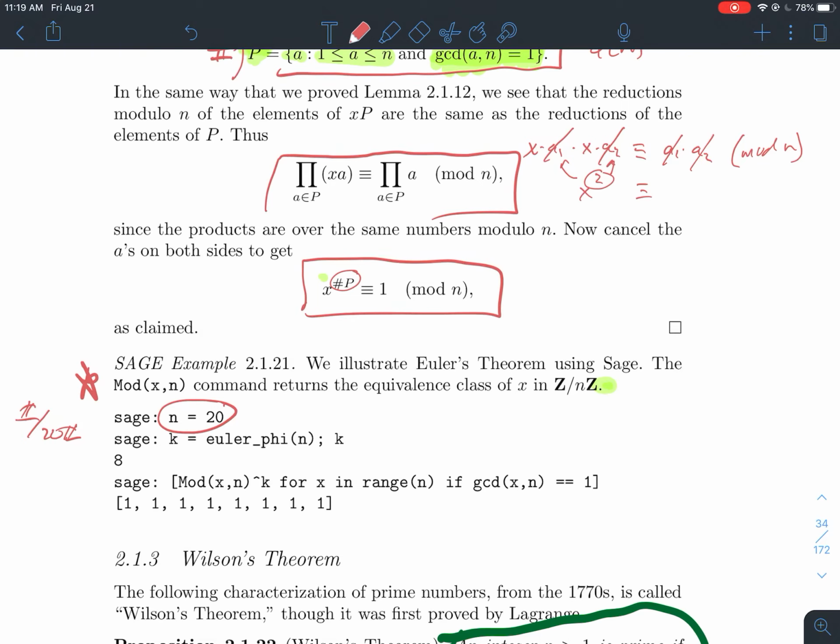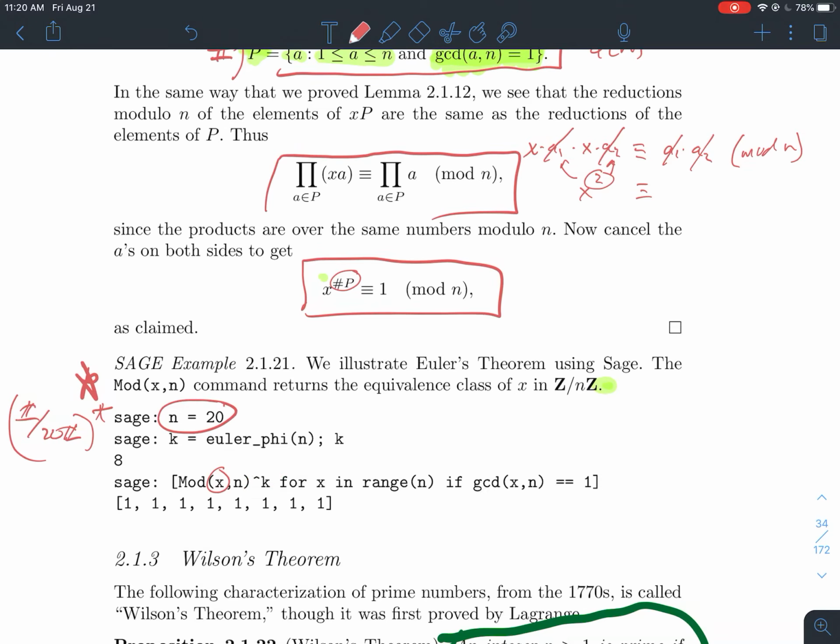So what are we going to do? If I took every element that is in Z mod 20Z star, again, how do I get that star there? Because I've specified that x and n are relatively prime. I only want the equivalence classes that are relatively prime to 20. If I took each of those elements and raised them to the 8th power here, how do I know that's 8? Because that's k.